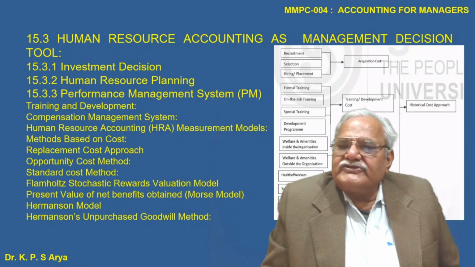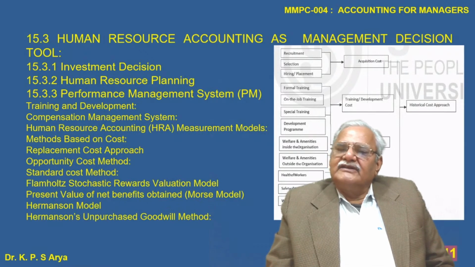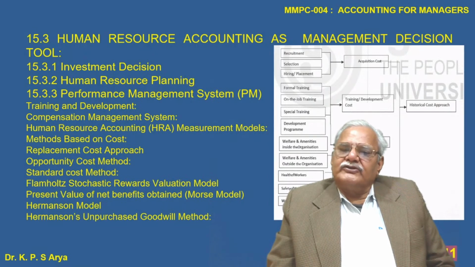Now, the historical cost approach in this one has the acquisition cost, training and development cost, then welfare cost and other costs. These costs are capitalized. Acquisition cost is for recruitment, selection, and hiring and placement. Then training and development cost includes formal training, on the job training, special training, and development programs. The welfare cost covers welfare amenities inside the organization, welfare amenities outside the organization, health of workers, safety of workers, welfare of workers. These are the other costs.